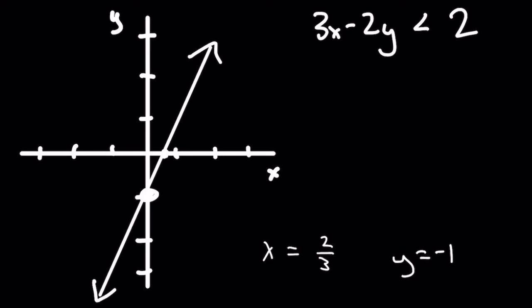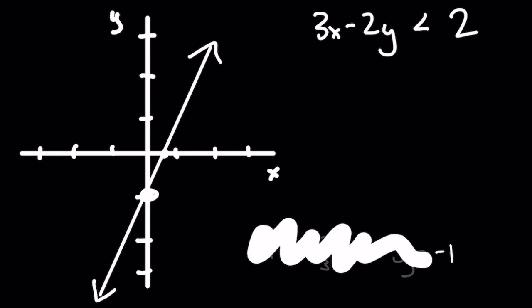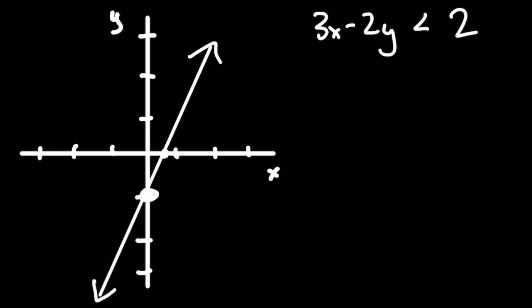So essentially we need to find out which way is less than and which way is greater than. And oh, I made a quick mistake. This line should be dotted because it's not less than or equal to, it's just less than. So this shows a less than. So back to what I was saying, we have to find out whether the graph is less than beneath it or above it. So we do this by testing.